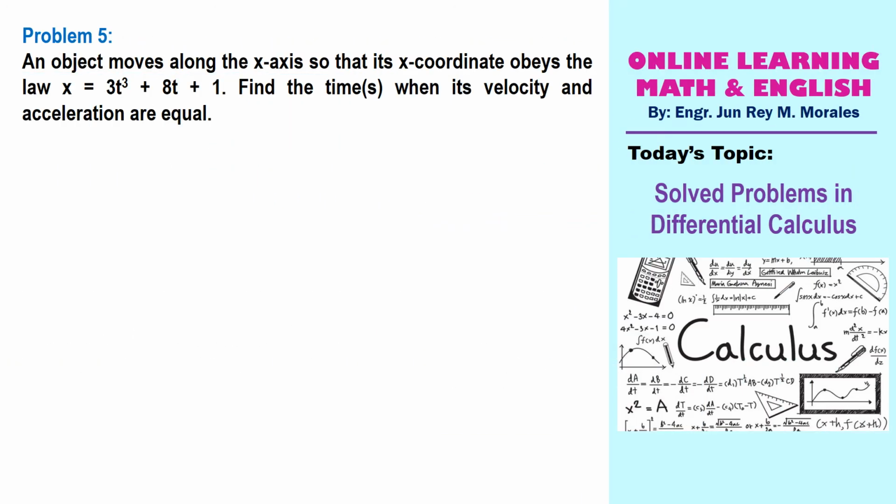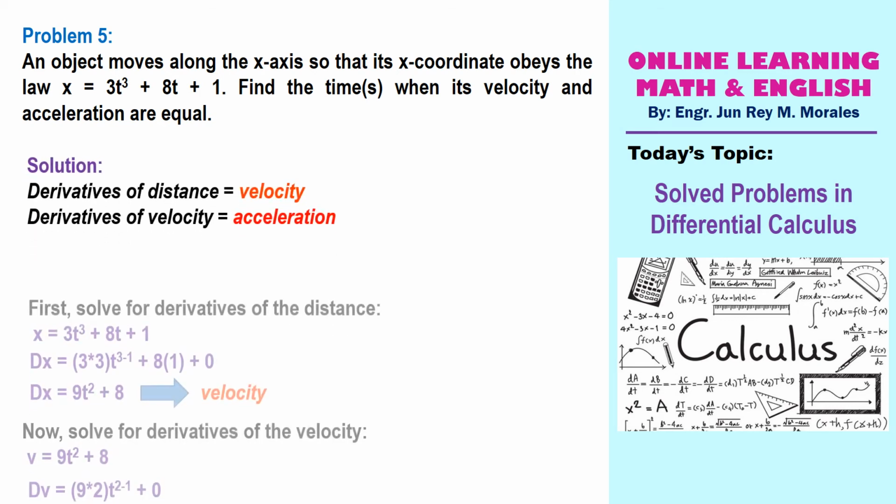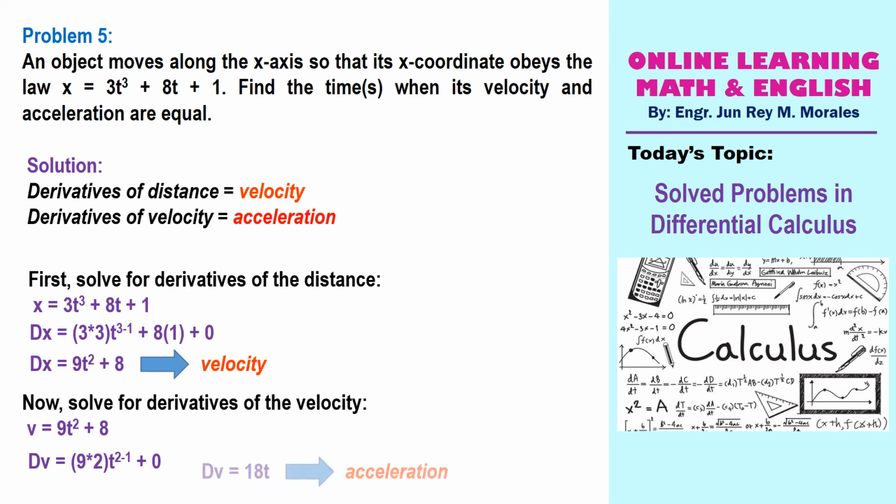Problem number 5. An object moves along the x-axis so that its x-coordinate obeys the law x is equal to 3t cubed plus 8t plus 1. Find the times when its velocity and acceleration are equal. To solve this, we must remember that the derivative of distance is equal to velocity, and the derivative of velocity is equal to the acceleration.